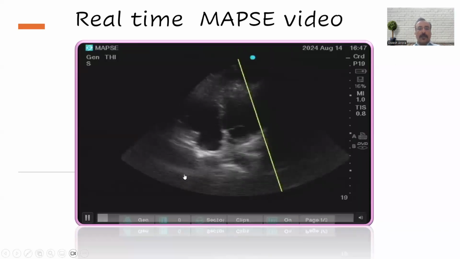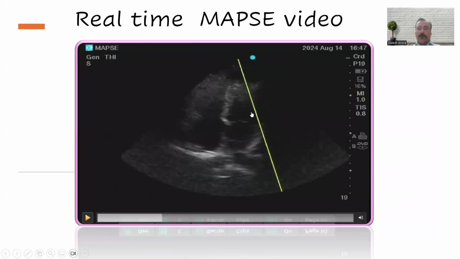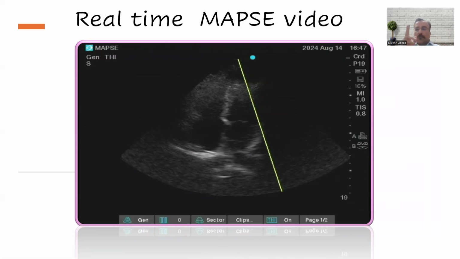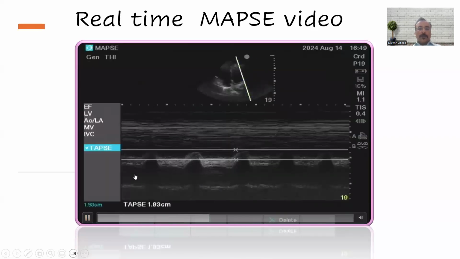So how do we actually measure? This is the apical four-chamber view. I have placed my M mode cursor at the lateral mitral annulus. It can alternatively be done at the septal annulus. Some people suggest taking both the values and dividing by 2, but alternatively, a single value can hold true. And once we are sure, we can have a good M mode trace and then use the calculation button.